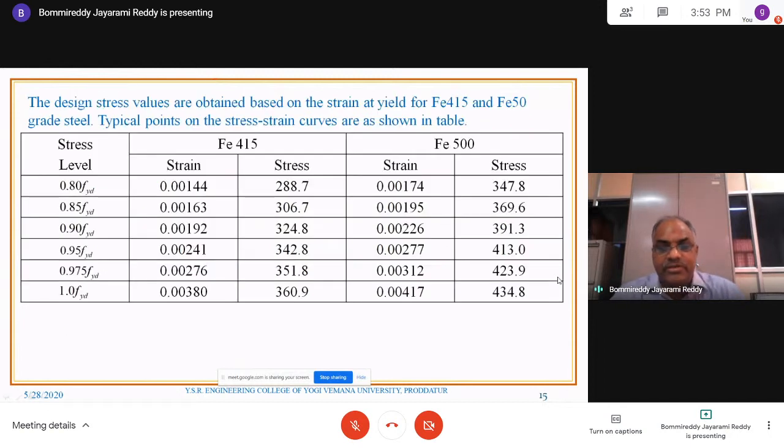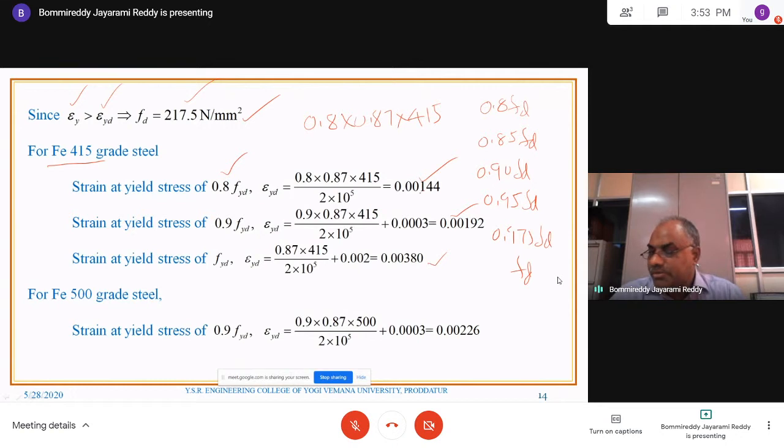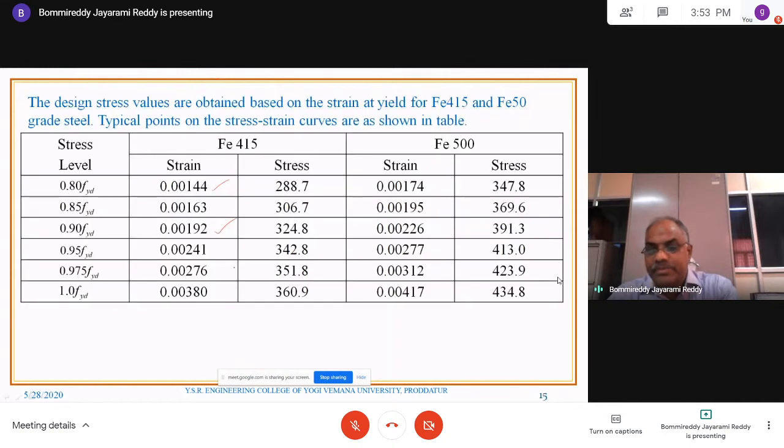I will show you the values. So you can observe here, these are the design stresses, 0.8 times Fd, and for Fe415, 144 and 192 were already calculated earlier. You can look at 0.00144, 0.00192, this is for 0.8 and 0.9, and 380 is for one time Fd. So you can look at here 380, 144, 192.